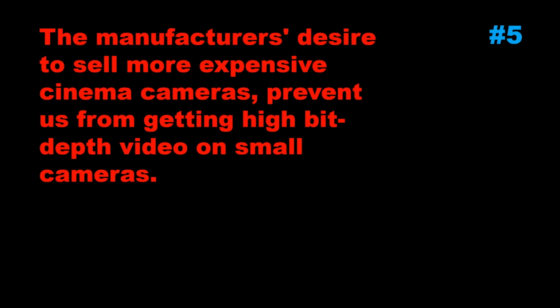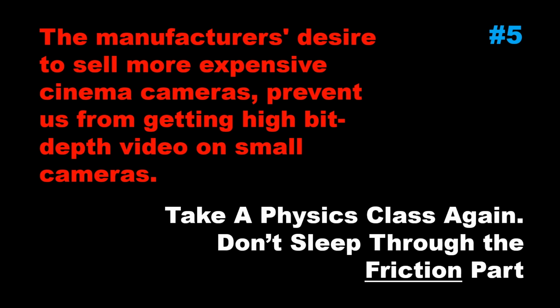Okay, number 5. The manufacturer's desire to sell more expensive cinema cameras prevents us from getting high bit depth video on small cameras. False. Take a physics class. Again, don't sleep through the friction part. When you have a lot of electrons going through a wire and the wire isn't big enough, it creates heat. It all depends on the power. So there's no conspiracy or anything like that. You want RAW, you're going to need a camera that has heat sinks, powerful batteries, etc., etc.